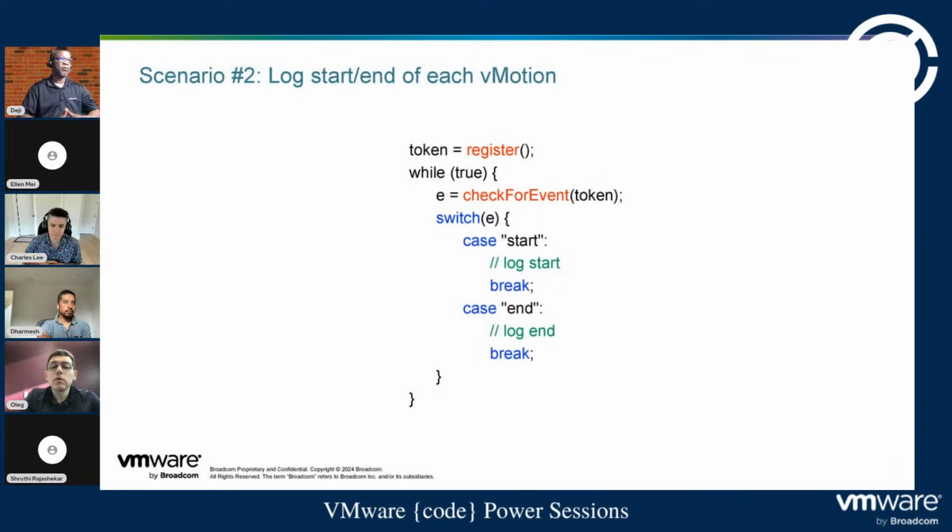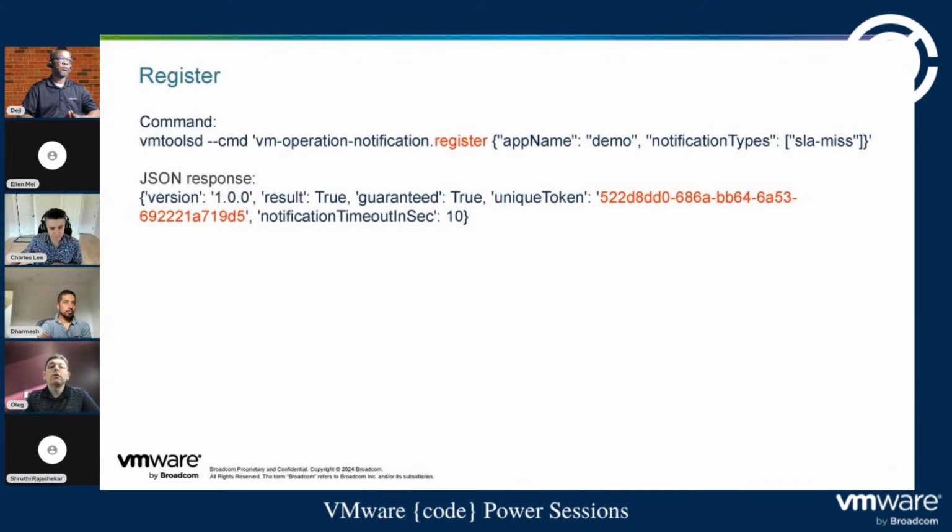First, you call register and get a token back. And then in a loop, you call check for event. You give it the token. And if you get a stacked event, you log it. And if you get the end event, you also log it. So instead of calling APIs for register and check for event, you would be issuing vmtools-d commands.